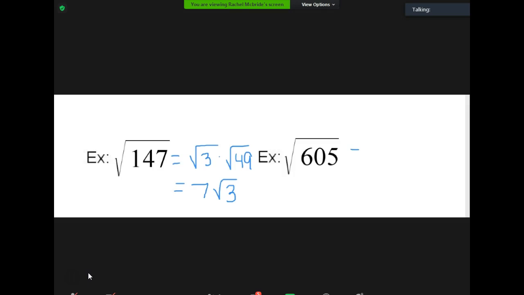So 605. Well, anything that ends in 5 or 0 divides by 5. So what I would do is take 605 and divide it by 5, and we get 121. 121 is a perfect square. So that's 11 square roots of 5.